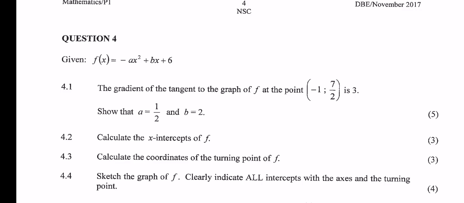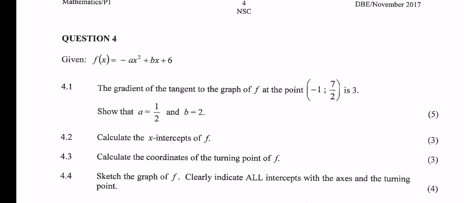That is question 4. Given f of x equals minus ax squared plus bx plus 6, the gradient of the tangent to the graph of f at the point -1, 7/2 is 3. Show that a equals half and b equals 2.